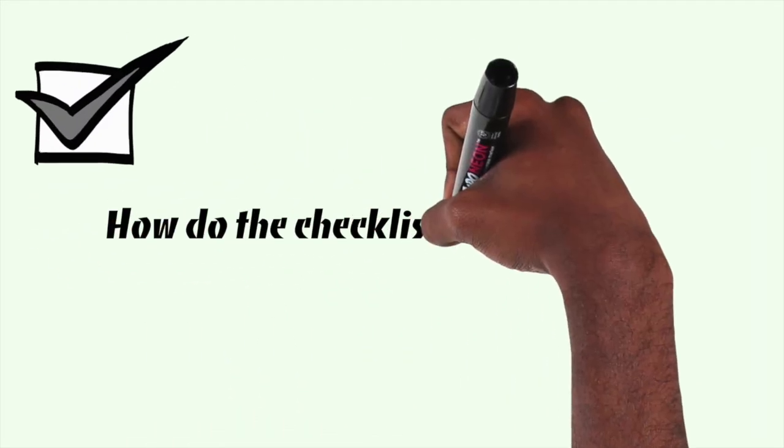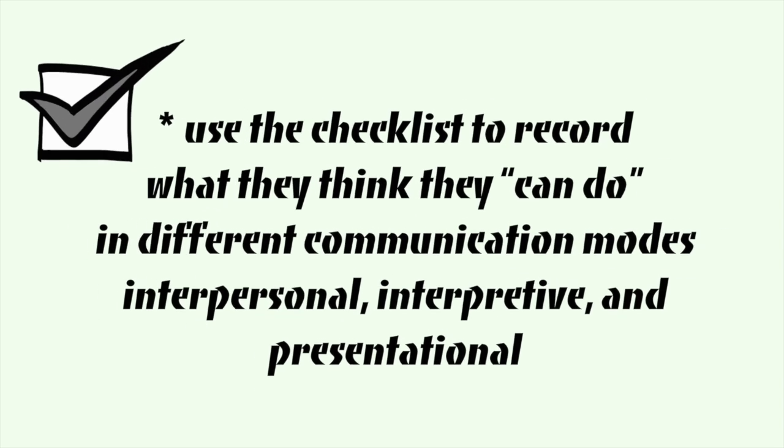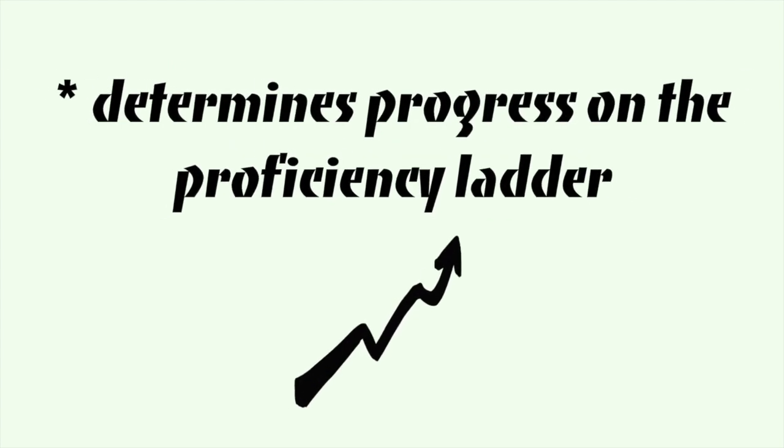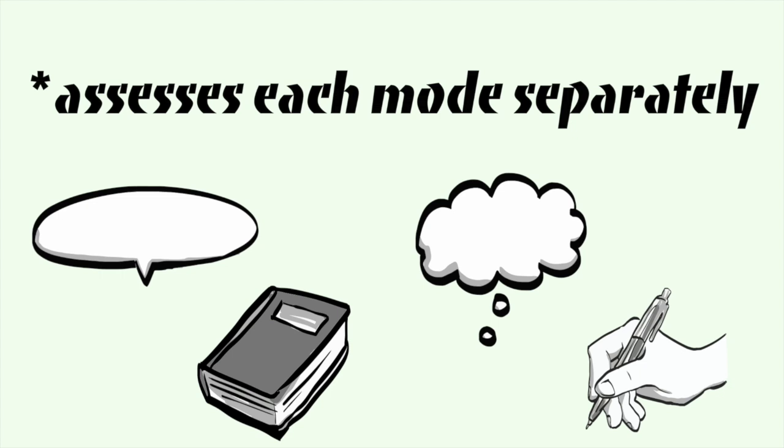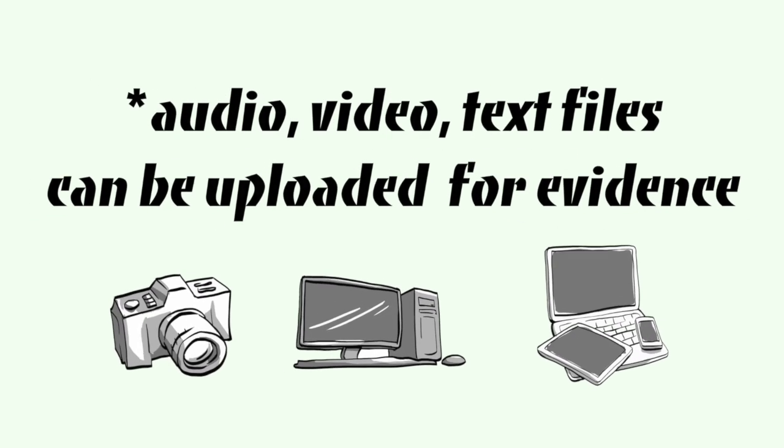How do the checklists help learners? Learners use a checklist to record what they think they can do. They may also realize that the progression may not be the same for each mode, interpersonal, interpretive, or presentational. It determines their progress on the proficiency ladder, assessing each mode separately. Learners can upload audio, video, or text files linked to specific can-do statements. This provides evidence of what they can do.